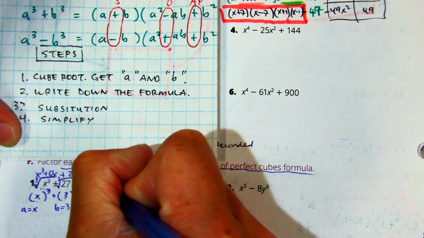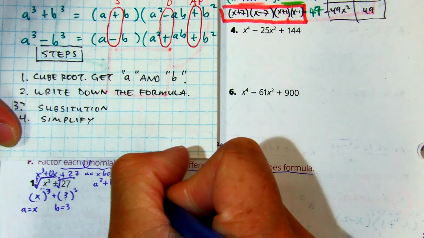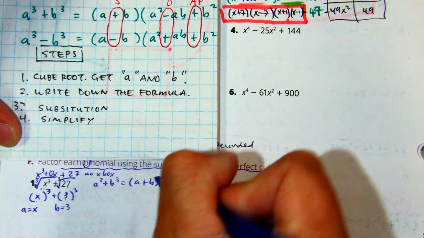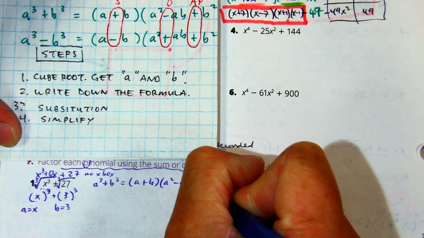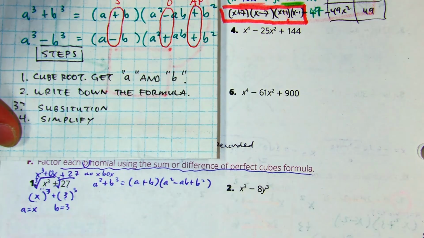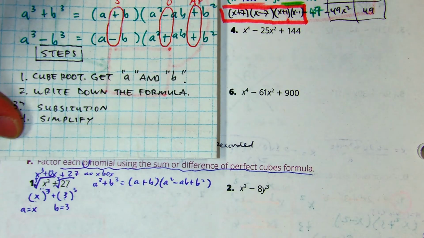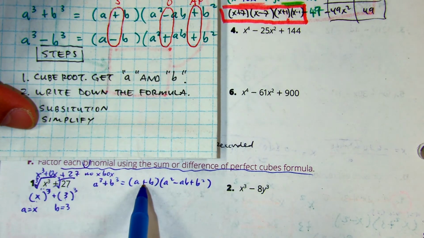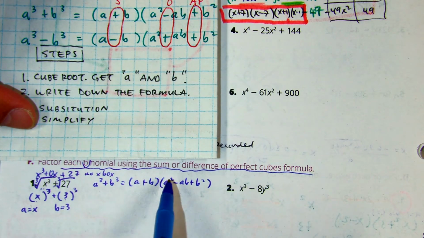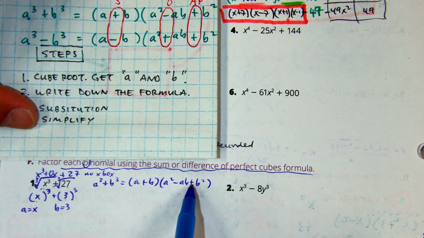A cubed plus B cubed equals A plus B, A squared minus AB plus B squared. Again, you'll notice that you have a plus sign, so this is SOAP. Same, opposite, always positive.